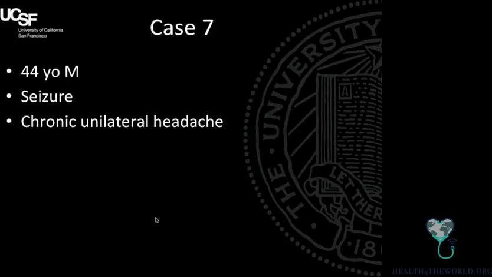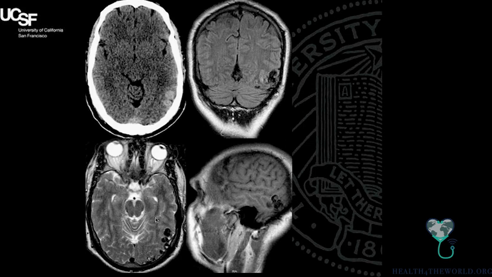Okay. A 4-year-old with seizures and a chronic unilateral headache. This is a non-contrast head CT. You can see here there are some high-density, globular structures in the posterior temporal lobe. This is the corresponding FLAIR image on an MR, coronal projection. You can see these blobby flow-void type structures here.